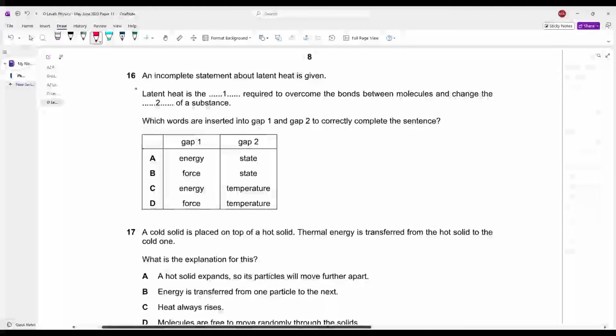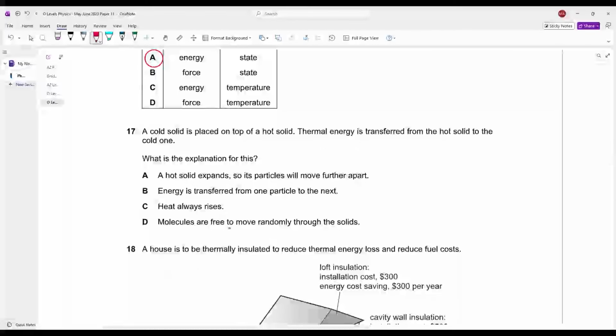An incomplete statement about the latent heat is given. Latent heat is the dash required, is the energy required to overcome the bonds between molecules and change the state of a substance. Latent heat हमेशा state of a substance change करने के लिए यूज होती है. A is your answer to 16. Simple. आगे बढ़ते हैं.